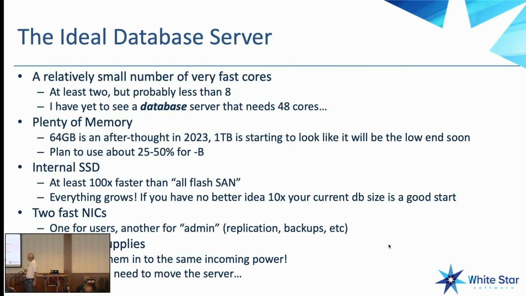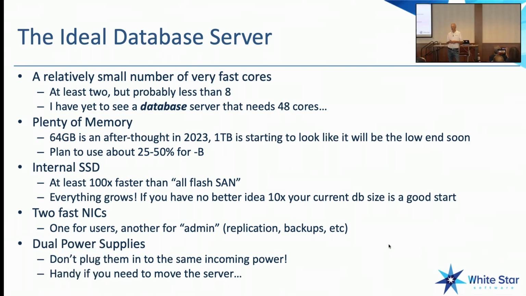So the ideal database server has a relatively small number of very fast cores. You need at least 2. You almost certainly don't need more than 8. There are people who need more than 8, but there aren't very many of them. So most of you need somewhere between 2 and 8 cores. I have never seen a database server that actually needs 48 cores. I've seen lots of database servers configured with 48 cores, but I've never seen one that needs 48 cores.